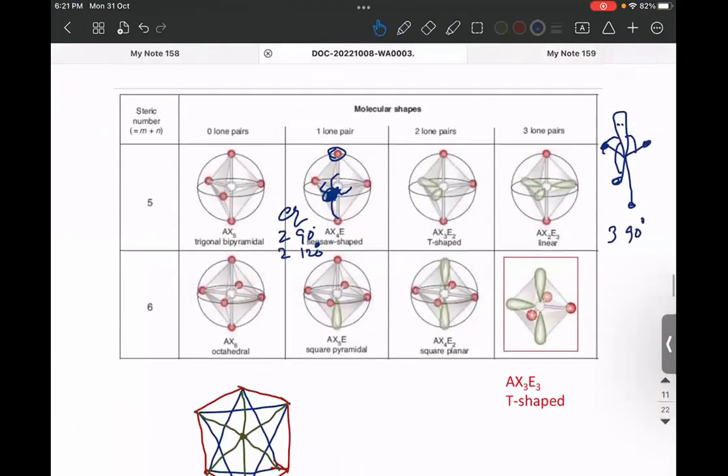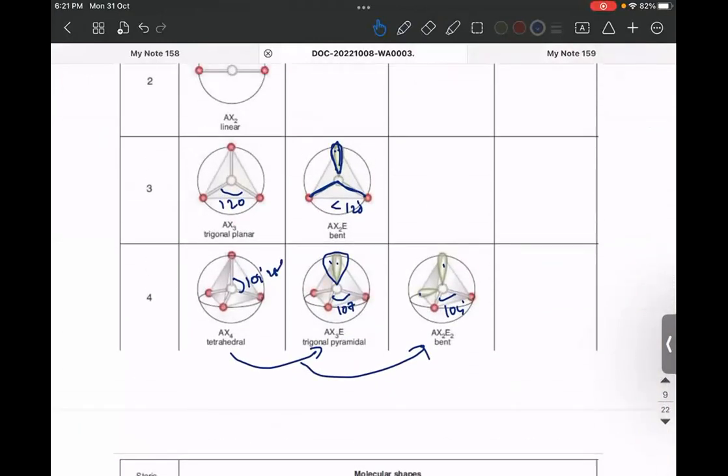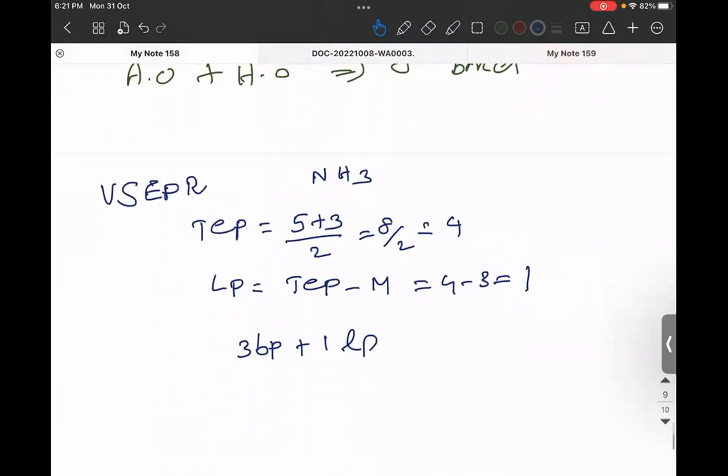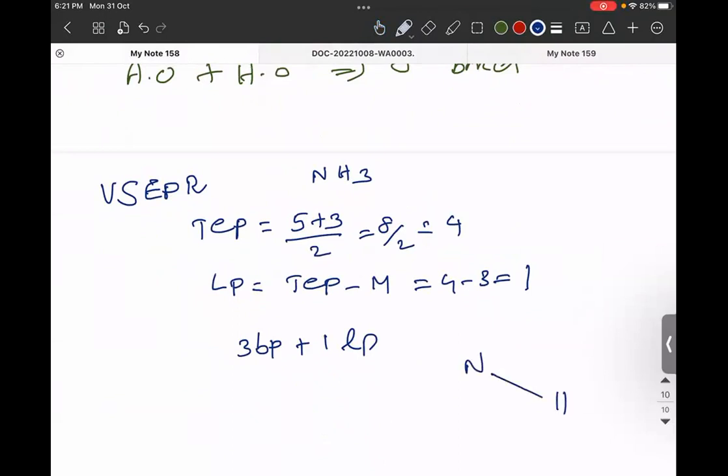So look here. In VSEPR theory, the tetrahedral shape becomes trigonal pyramidal when it has one lone pair. Total electron pairs of 4 means tetrahedral. From that, it becomes pyramidal. So what is the shape? It becomes pyramidal, with the nitrogen atom and hydrogen 1, hydrogen 2, hydrogen 3.